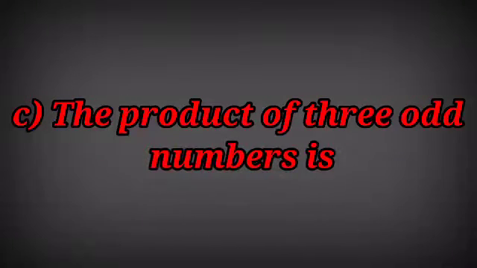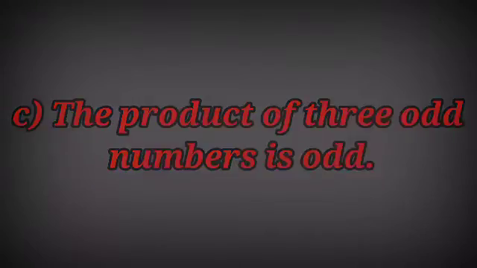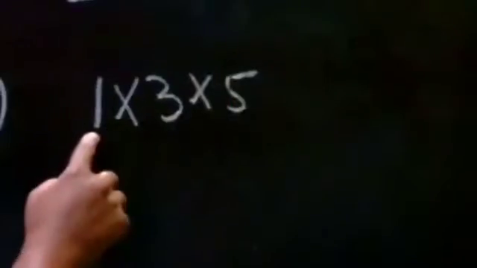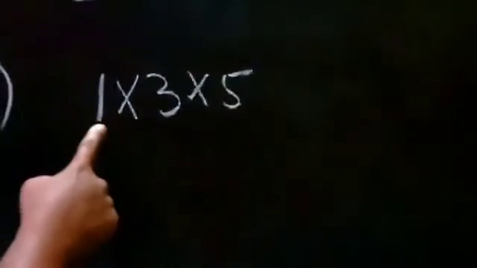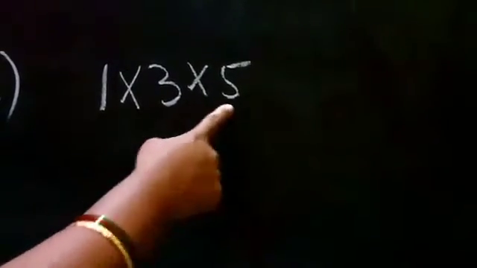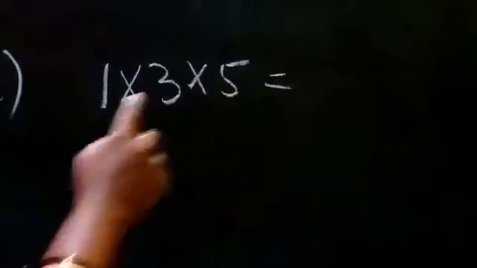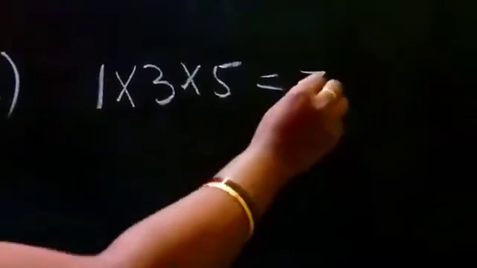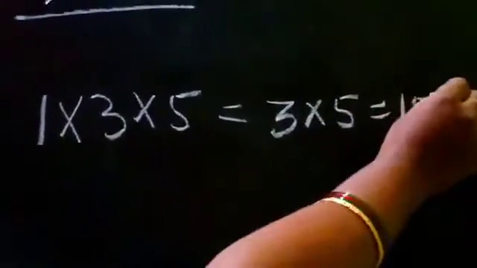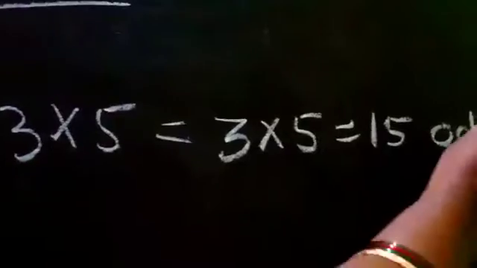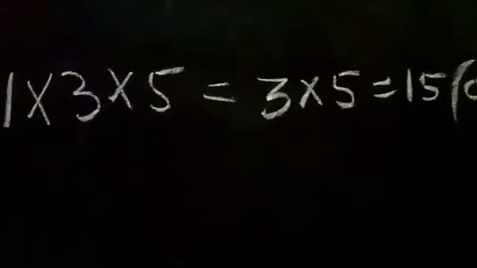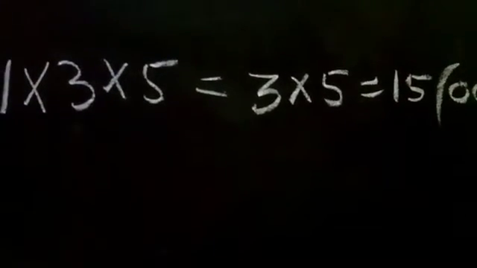C question is, the product of three odd numbers is odd. 1 into 3 into 5. 1, 3, 5: three odd numbers I have taken. Product means we have to multiply. So if you multiply these three numbers, we will get 1 3s are 3. 3 5s are 15. 15 is an odd number. So our statement, they say the product of three odd numbers is odd. So it is true.